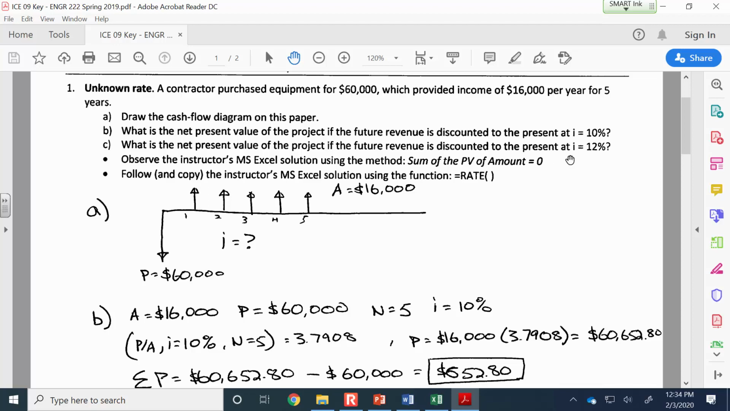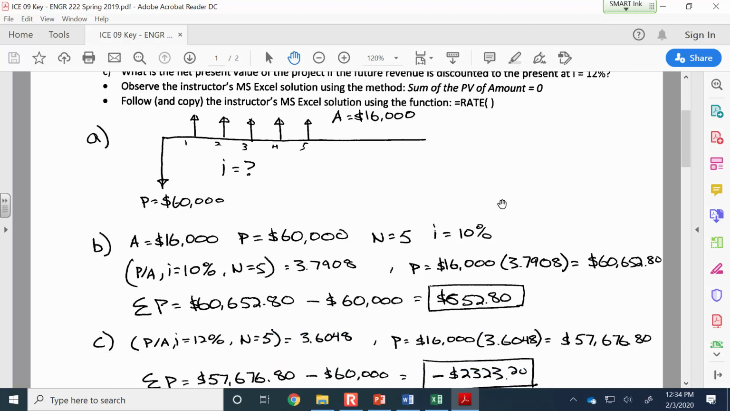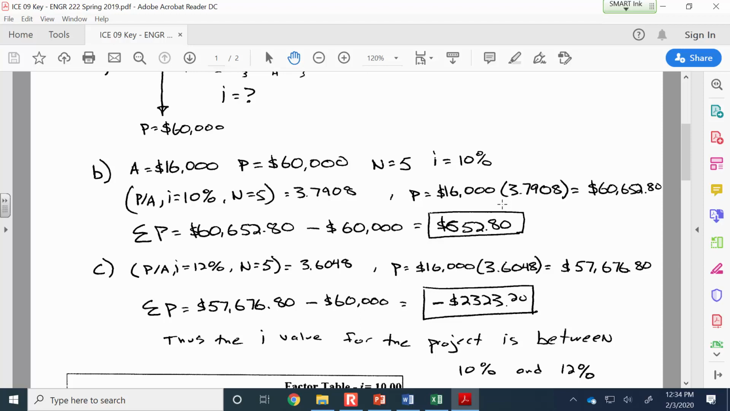However, if you borrowed money at 12%, this project isn't profitable. What it shows is if your interest rate is 12%, then the future revenues aren't as valuable. You're having to discount the future revenues at a higher interest rate, and it doesn't cover the cost of the initial purchase. And so the net present value is negative when we have that 12% interest rate.